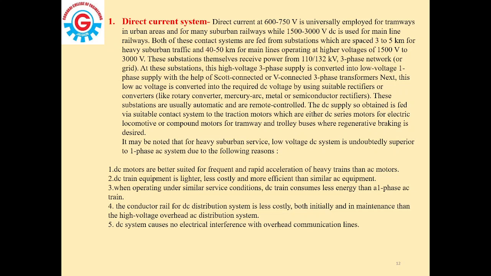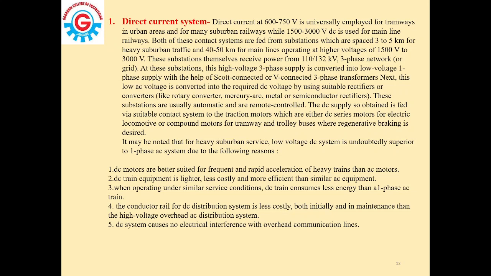It may be noted that for heavy suburban services the low voltage DC system is considerably superior to the single phase AC system for the following reasons. DC motors are better suited for frequent and rapid acceleration of heavy trains than AC motors. DC train equipment is lighter, less costly and more efficient than similar AC equipment. When operating under similar service conditions, a DC train consumes less energy than a single phase AC train.